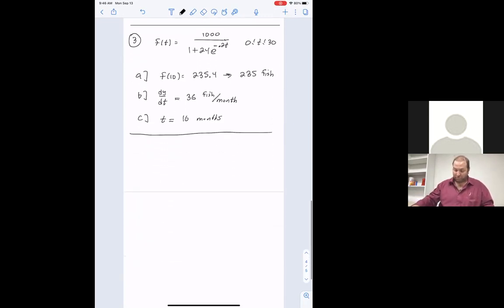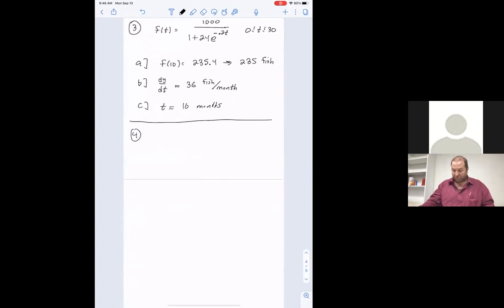All right, question number 4. Consider the function f of x is equal to 1/3 x cubed plus 3/4 x squared minus x minus 1. Part A just says find f prime of x. 3 comes down, drops by 1, the 3's cancel. You get x squared plus 3 over 2 x minus 1.